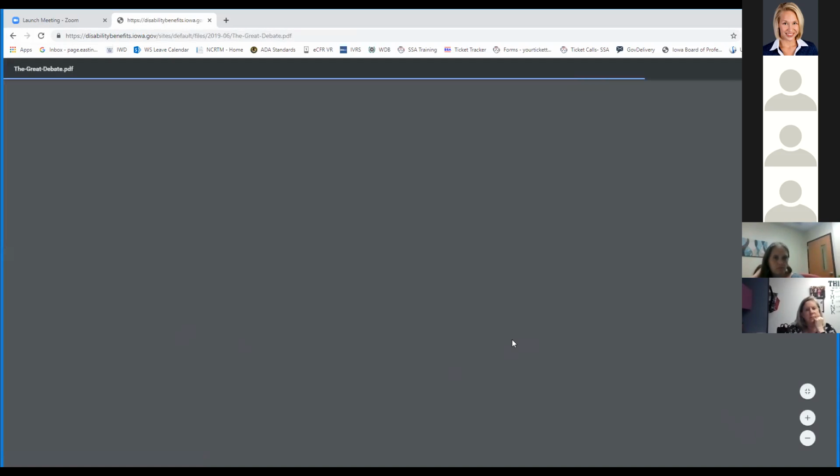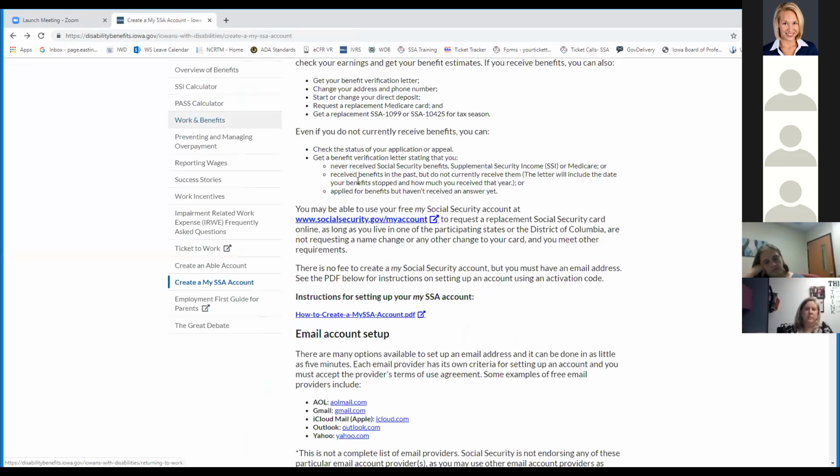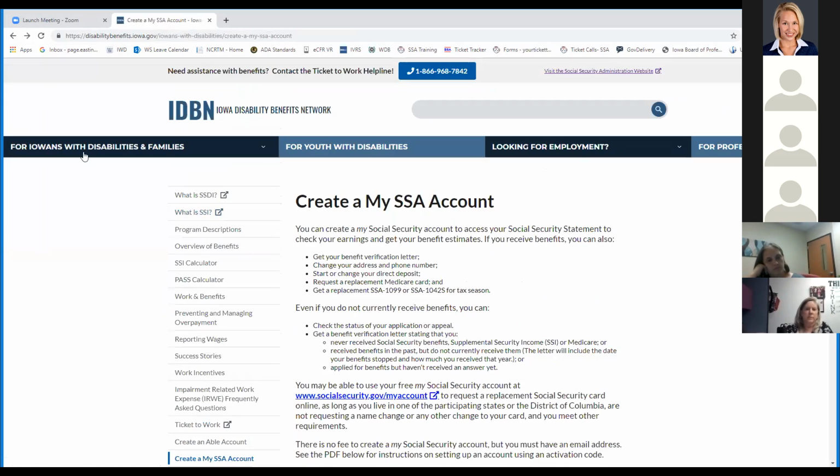Another PDF is about the shift from sheltered work to competitive integrated employment here. And so those are the resources for individuals with disabilities and their families.